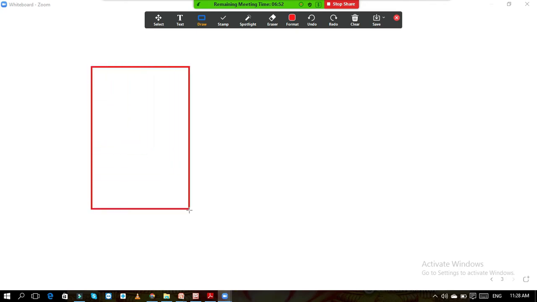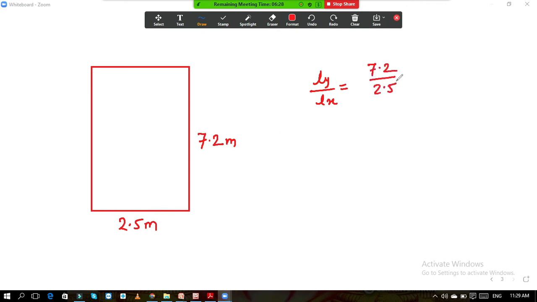Now come back to our slab. If we consider this slab, we will take some values so that it is easy to understand. Suppose this is 2.5 meter and this is 7.2 meter. As usual, you take the Ly by Lx ratio. Your Ly is 7.2, your Lx is 2.5. Definitely it is greater than 2. This is a one way slab.